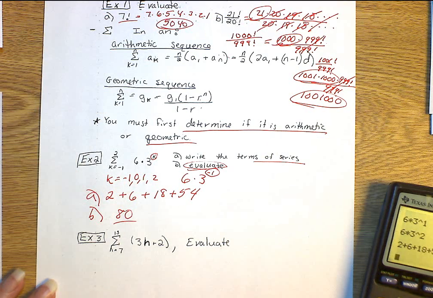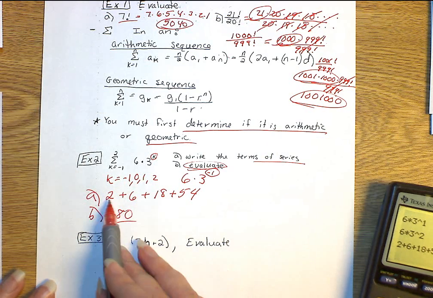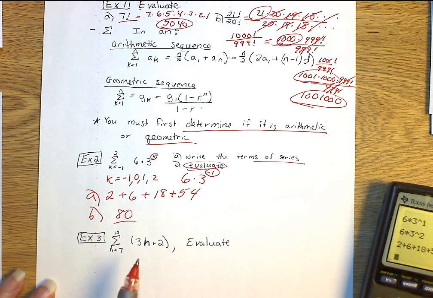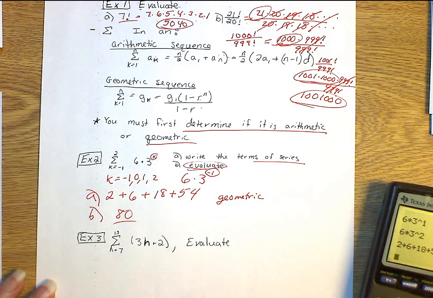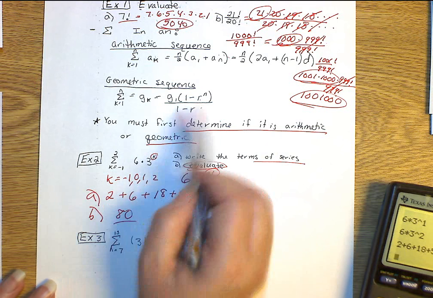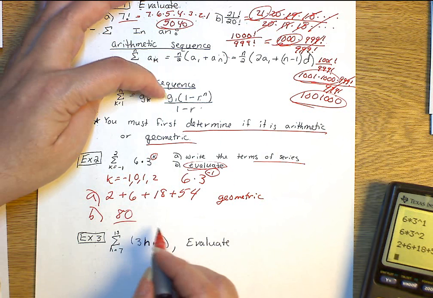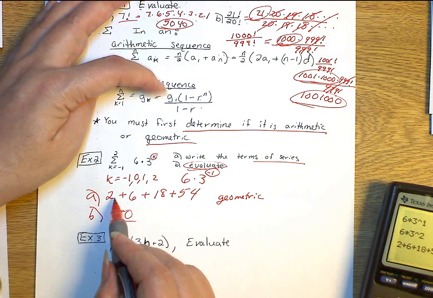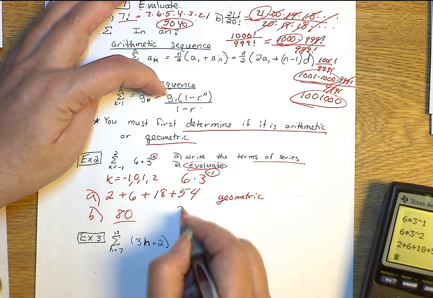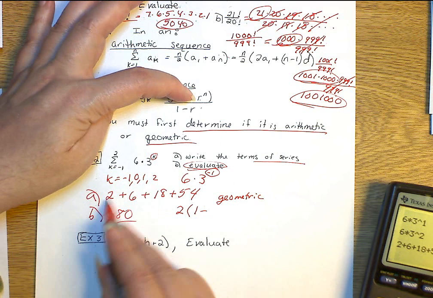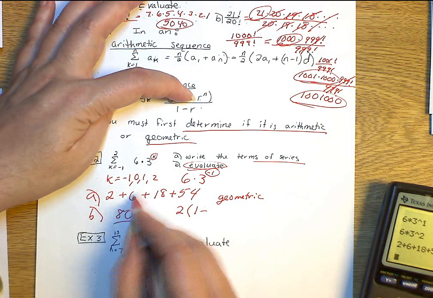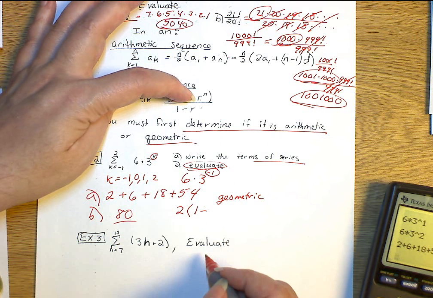If you wanted to use the formulas, what formula would you use? Is this arithmetic or geometric? 2, 6, 18, 54. Geometric. So you would use your geometric formula to do this. So just so you know, it'd be your first term times your 1 minus your difference, which is how much each time? What are we multiplying by? 3.